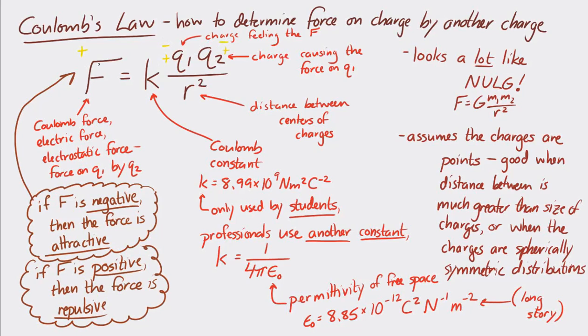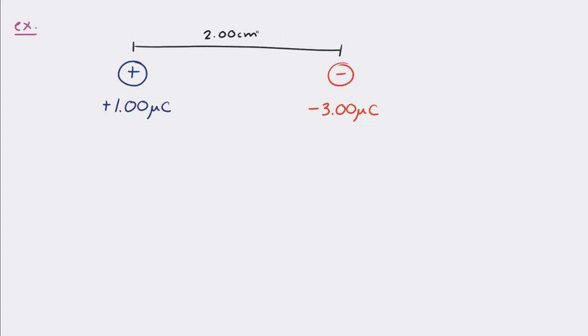So let's take a look at an example. Let's say we have two charges, Q1, Q2. Here's 1 microcoulomb, and here's -3 microcoulombs, and their centers are separated by 2 centimeters. So let's find the force on the negative charge.